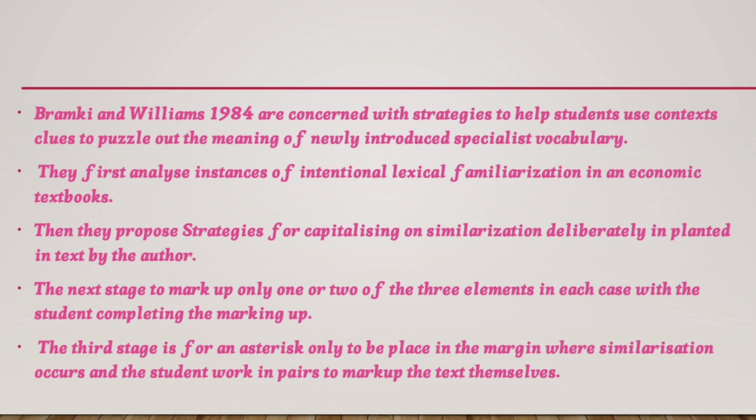And to conclude the above reading comprehension and vocabulary, I would like to mention that the last stage is to mark up only one or two of the three elements in each case, with the student completing the marking up. The third stage is for an asterisk only to be placed in the margin where familiarization occurs, and the students work in pairs to mark up the text themselves. Calculating the meaning of vocabulary with the help of context clues is looked at in the next chapter.